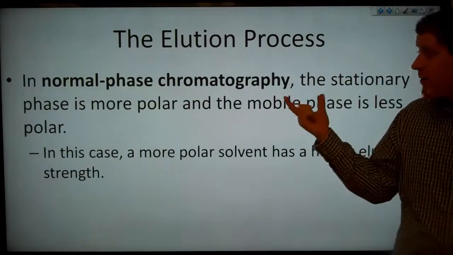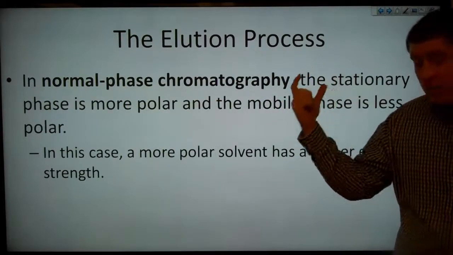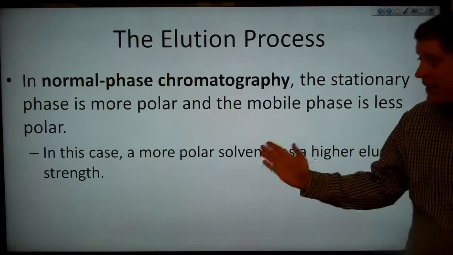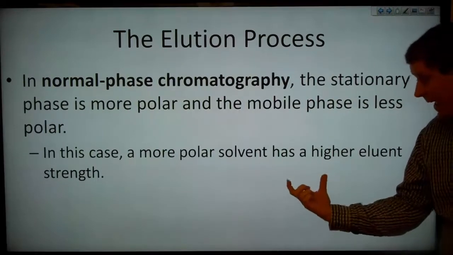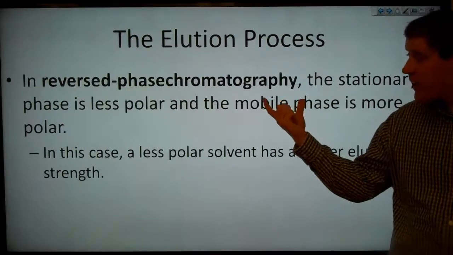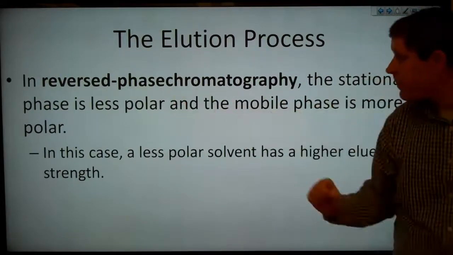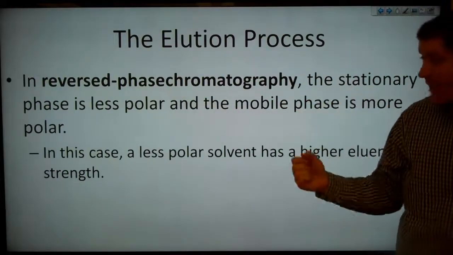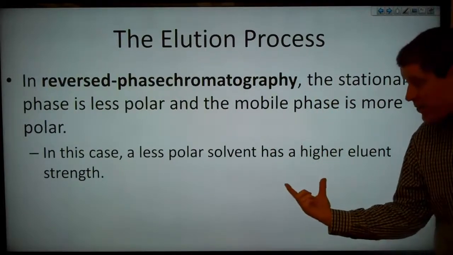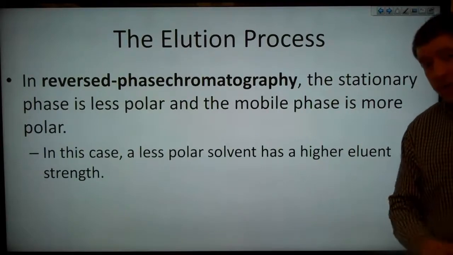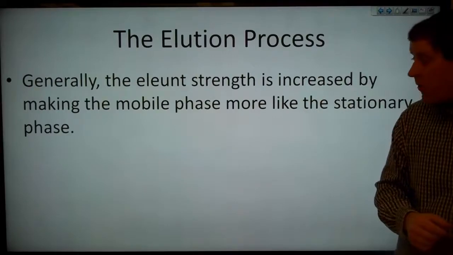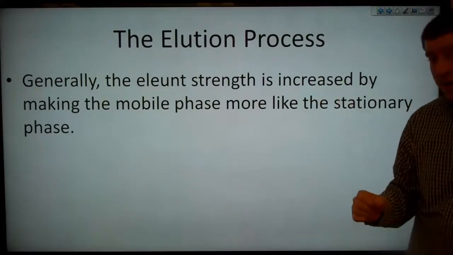In normal phase chromatography, the stationary phase is more polar and the mobile phase is less polar. In this case, a more polar solvent has a higher eluent strength. On the other hand, in reversed phase chromatography, the stationary phase is less polar and the mobile phase is more polar. And in this case, a less polar solvent has a higher eluent strength. Generally, the eluent strength is increased by making the mobile phase more like the stationary phase.